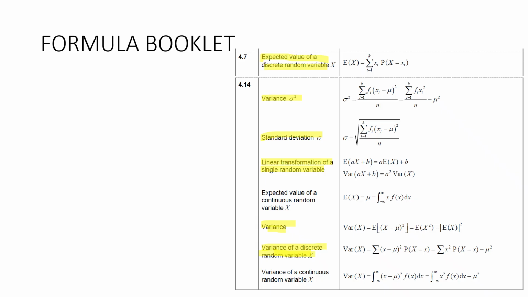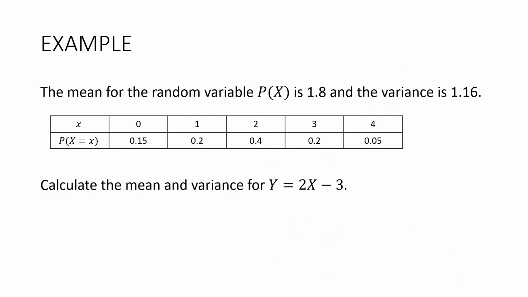Now, before we look at an example, let's look at the formulas that you get, because there's quite a lot. You get the expected value of a discrete random variable, the variance and standard deviation, and you also get those linear transformations of a single random variable. You also get these two formulas for variance.